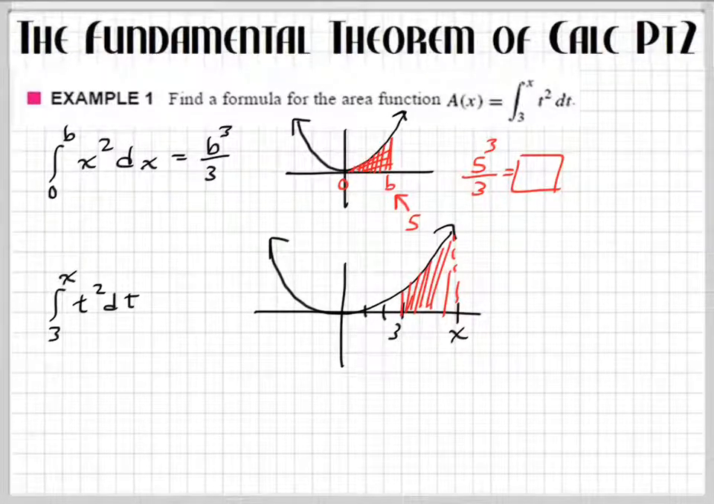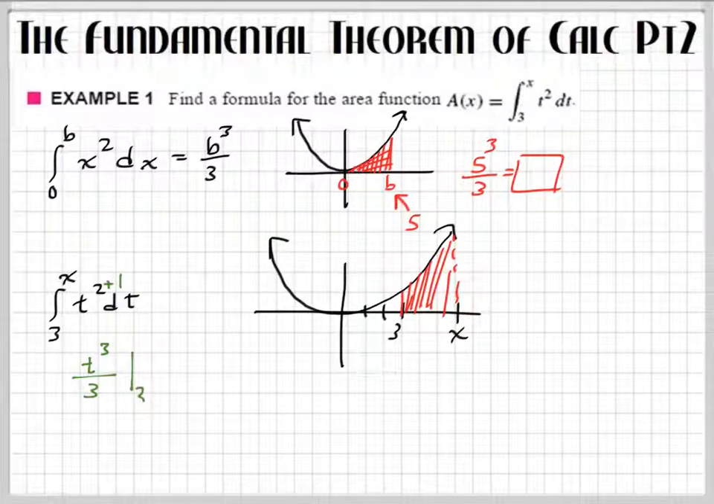Alright, cool. So what's our formula going to look like if we're always starting at 3? Now the 3 doesn't go away. It always has to be 3. So what we're going to do is use the fundamental theorem of calculus. We'll take the antiderivative of t raised to the second power, which is t raised to the third power, because we had to add 1 to the 2. Then we have to divide it by that number. That is the antiderivative of that.